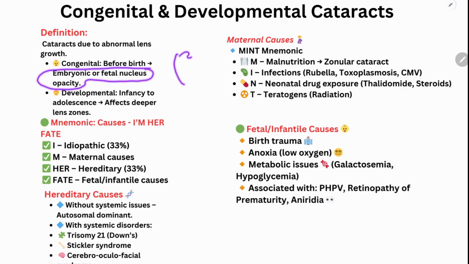Normally the lens is transparent, because of which the light passes through it and it forms an image at the sensitive part of the retina. But here the embryonic or fetal nucleus is opacity. And in developmental, you will see infancy to adolescence, it affects the deeper lens zones.